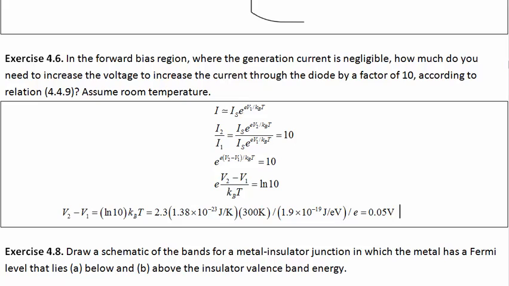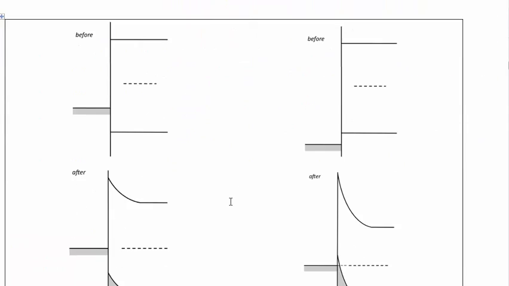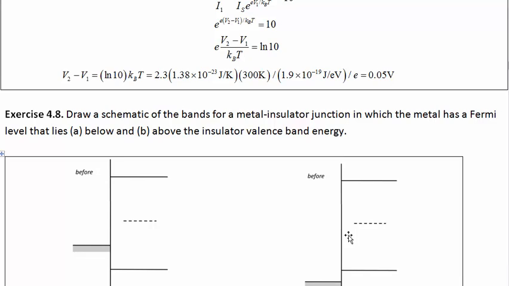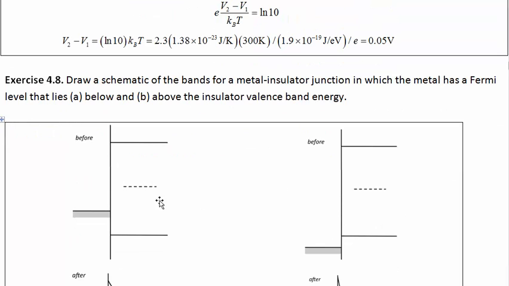Exercise 4.8. Draw a schematic of the bands for a metal insulator junction in which the metal has a Fermi level that lies below and above the insulator valence band energy. Metal to insulator junction. All right, so here's the answers for this: before and after, before for the metal Fermi level above the valence band of the insulator and below the valence band of the insulator.